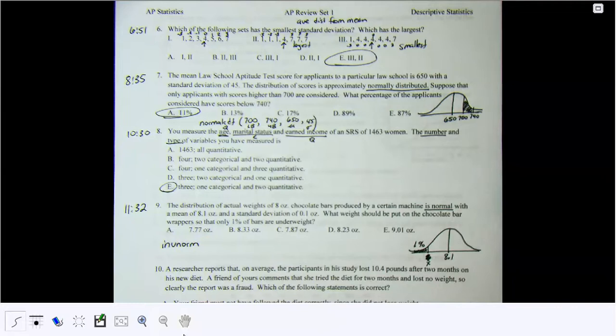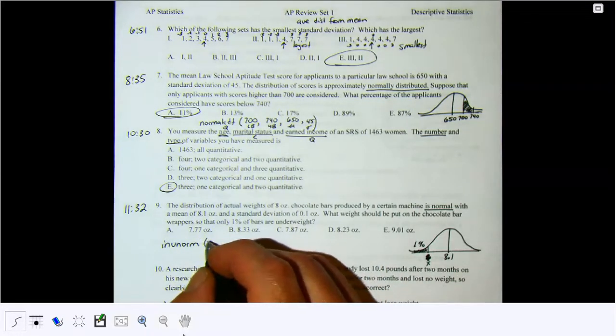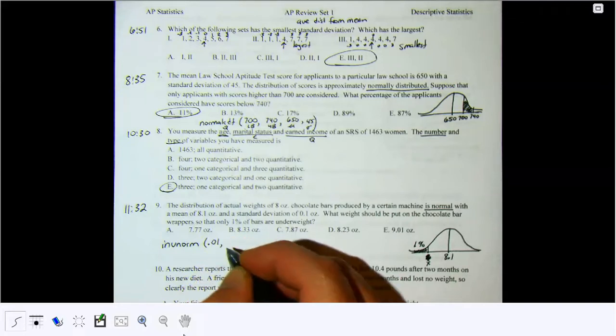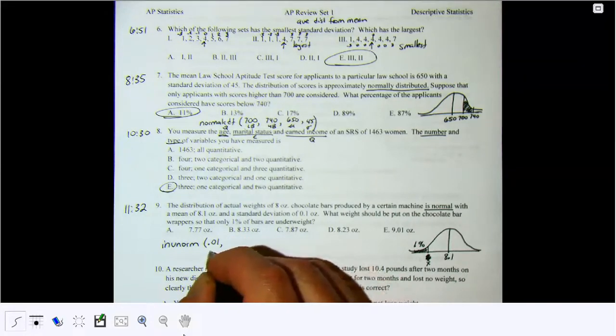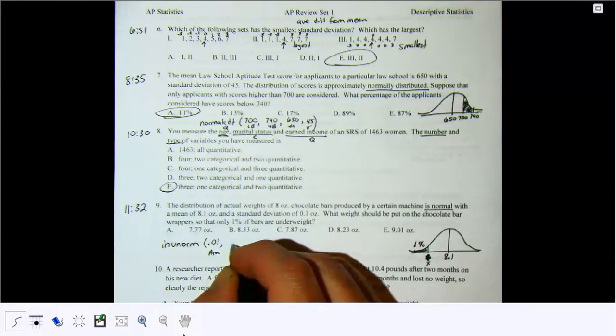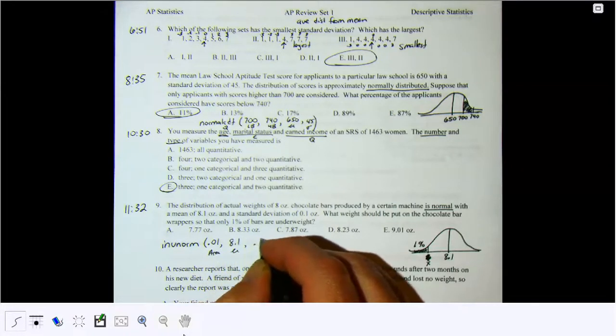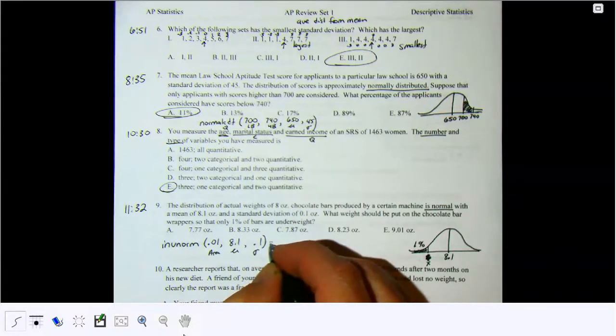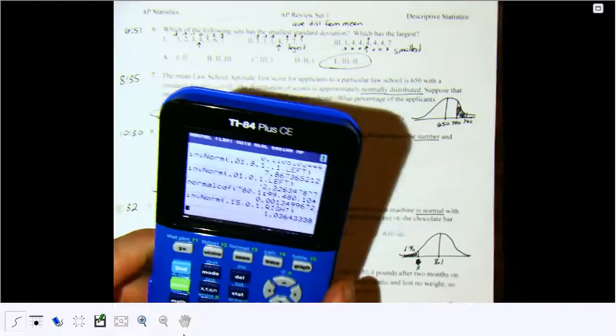Okay, and we're going to use inverse norm, and again, this is you and your calculator. Because we're finding a value of X, we can run my calculator the entire time. So we have 0.01, that's my area, followed by an 8.1, which is my mean, followed by a 0.1, which is my standard deviation, and my calculator is going to spit something out for me. Okay, so remember that's found exactly where I found the normal CDF.